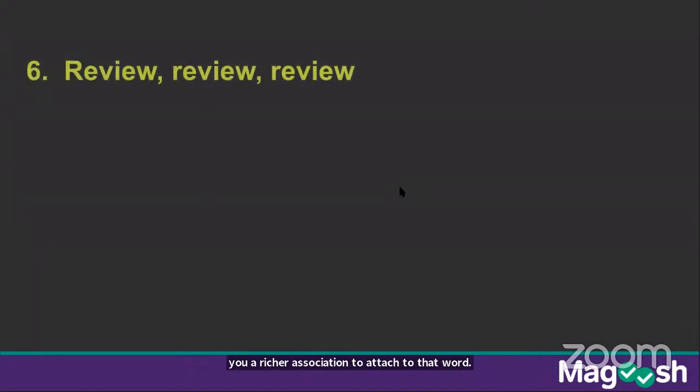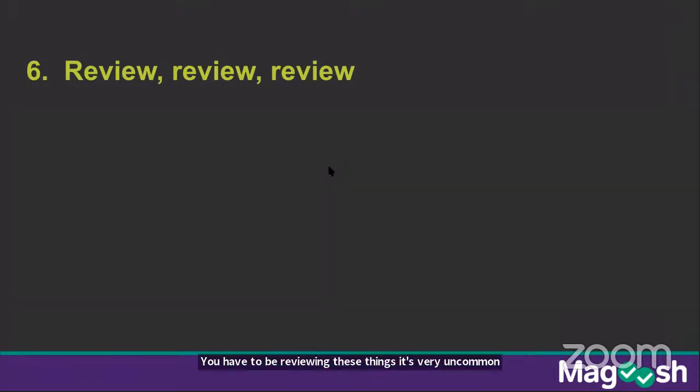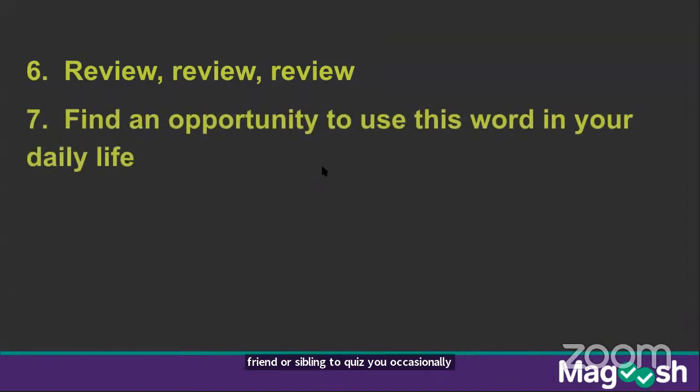Now, the rest of the steps are sort of performative. You have to be reviewing these things. It's very uncommon that people can see a word once and just automatically keep it forever. So you have to be reviewing and change it up. Rather than quizzing yourself, ask your spouse or roommate or friend or sibling to quiz you occasionally. That's going to put you on the spot.